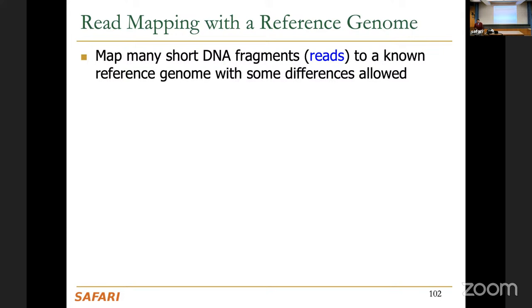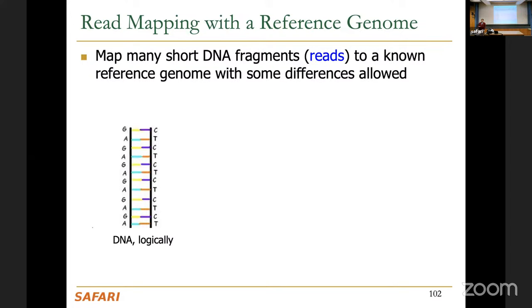We want to allow for differences because the reference genome that we're using is only a representative genome of a few individuals. So it's not representative of everyone, essentially. And in your genome, you may have mutations, or the reads may have sequencing errors. So we want to tolerate these differences as well when we are looking at the reference genome. And this is why we want some differences to be allowed when mapping the reads to our reference genome.